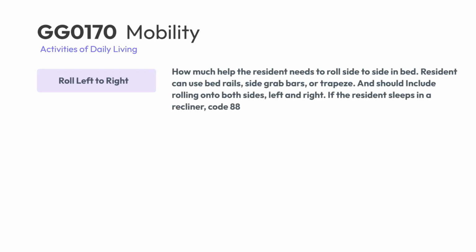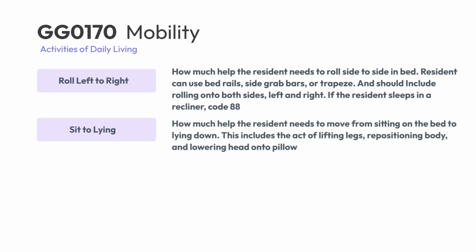Roll left and right measures how much help the resident needs to roll side to side in bed. Resident can use bed rails, side grab bars, or trapeze, and should include rolling onto both sides, left and right. If the resident sleeps in a recliner, code 88. Sit to lying will gauge how much help the resident needs to move from sitting on the bed to lying down. This includes the act of lifting legs, repositioning body, and lowering head onto pillow.